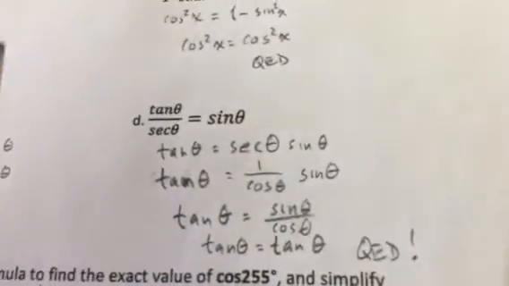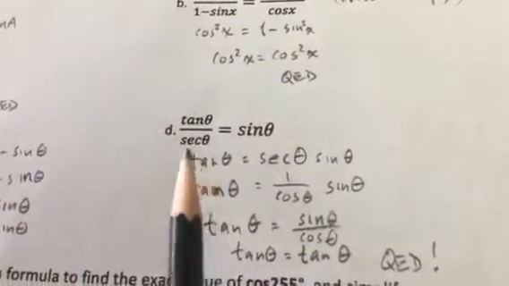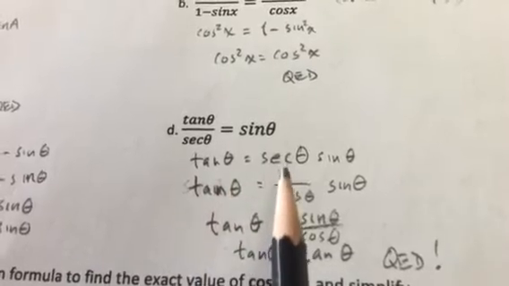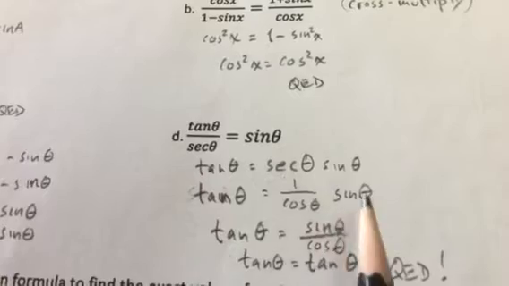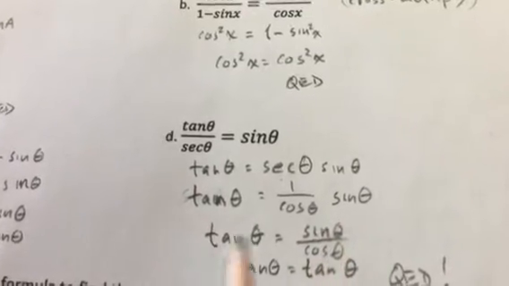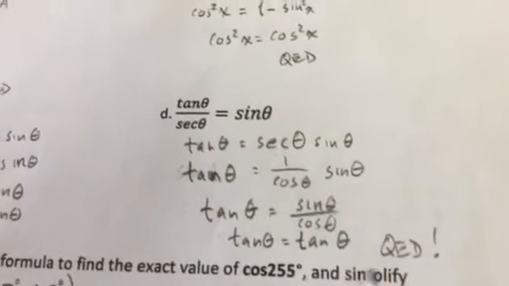Next one, I multiplied both sides by secant, so I got tangent theta equals secant times sine over here on the right side. Secant is 1 over cosine, so 1 over cosine times sine is sine over cosine. Tangent is sine over cosine, so we're done.